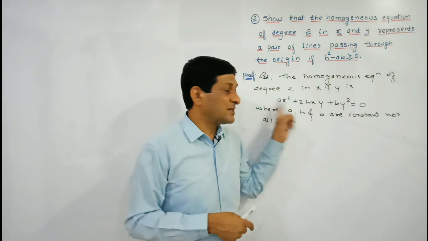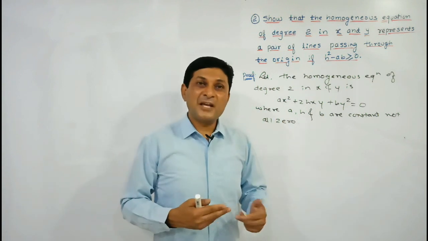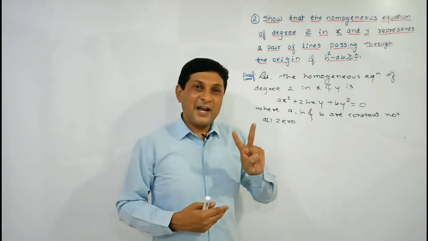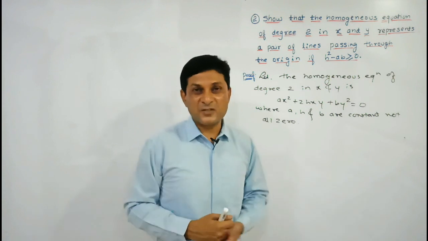Means we are getting here different cases, different possibilities, and in every case we have to prove that this equation represents pair of lines passing through the origin. But in our board they have considered two cases, and in remaining cases we can say that similarly this equation represents pair of lines.